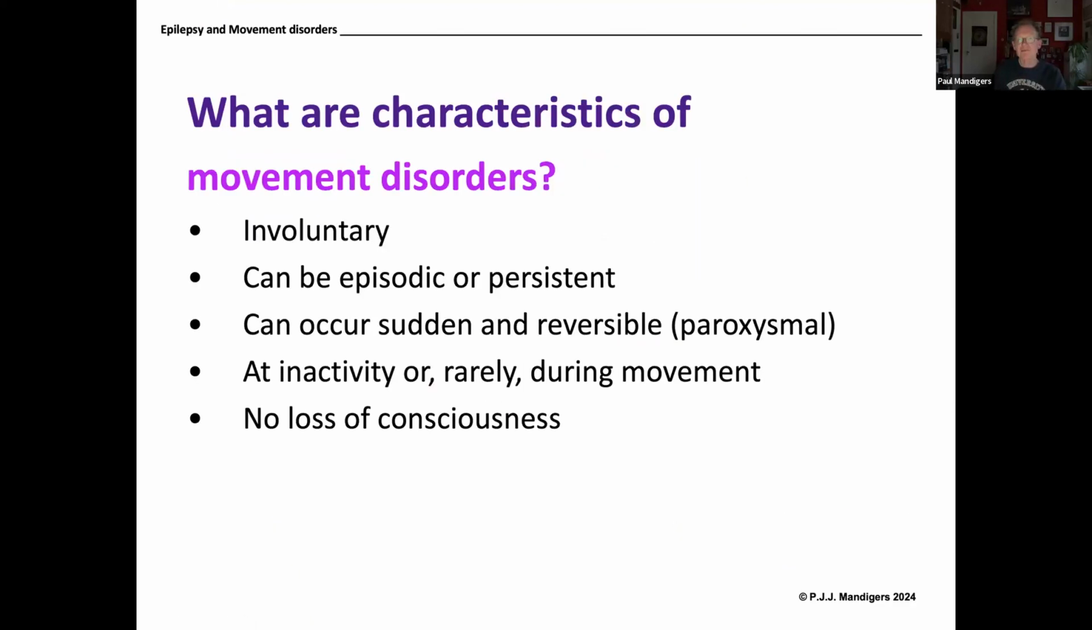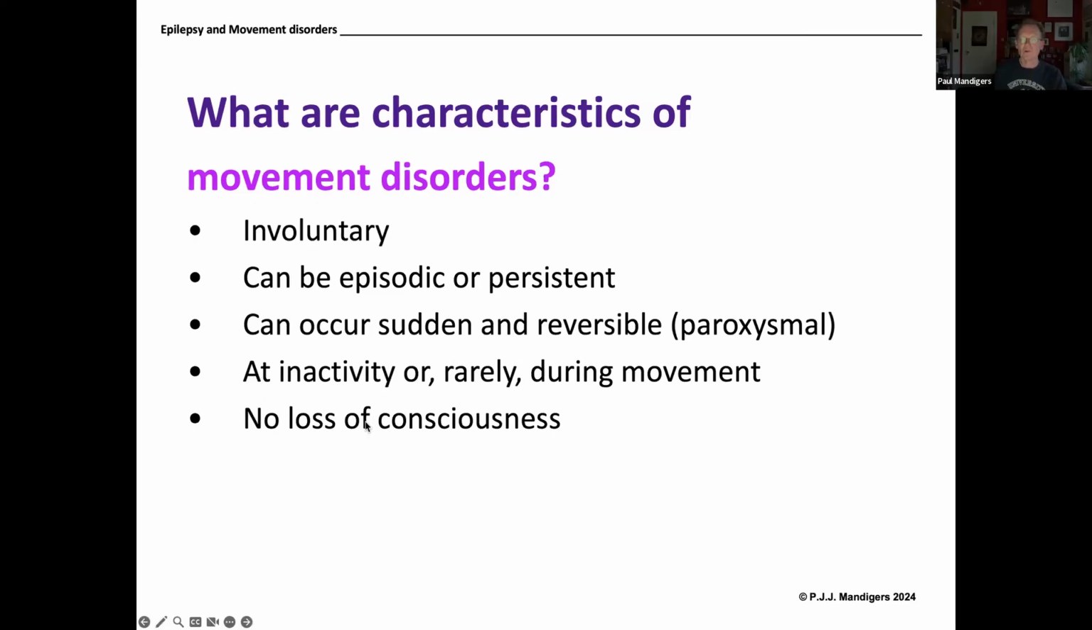Now, what are the characteristics of a movement disorder? First of all, it's something you do not want to do. So it's an involuntary thing. And it can be episodic or persistent, depending on the movement disorder. For instance, if you're in a late stage of Parkinson's disease, then it's a persistent movement disorder. But a cramp can be a very short episodic thing. These movement disorders can suddenly be there and disappear, which is what paroxysmal means. And it can be during activity or not.